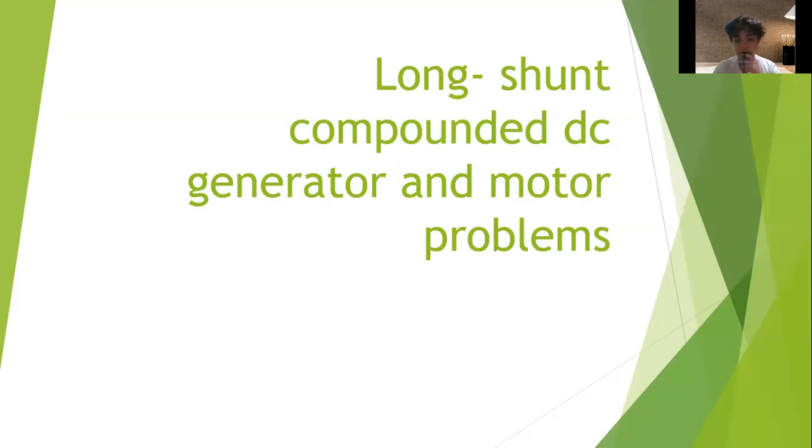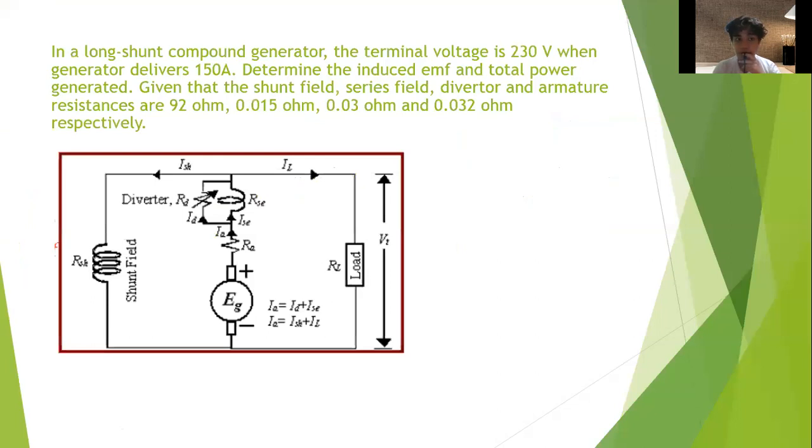For the first problem, we have a long shunt compound generator that has a terminal voltage of 230 volts. When the generator delivers 150 amps, determine the induced EMF and total power generated. Given that the shunt field, diverter, series field, and armature resistances are 92 ohm, 0.015 ohm, 0.03 ohm, and 0.032 ohm respectively.